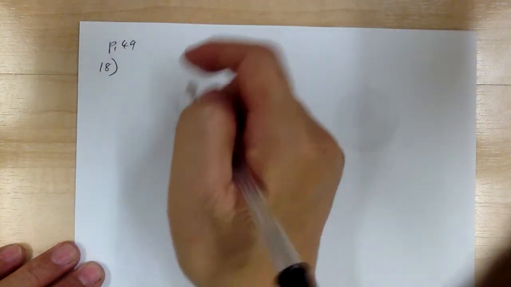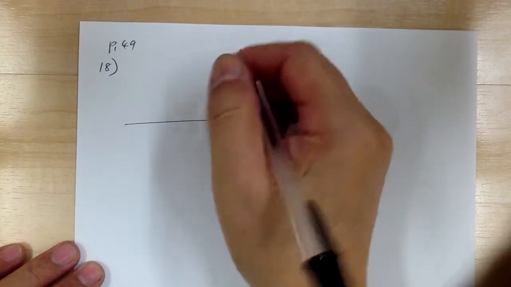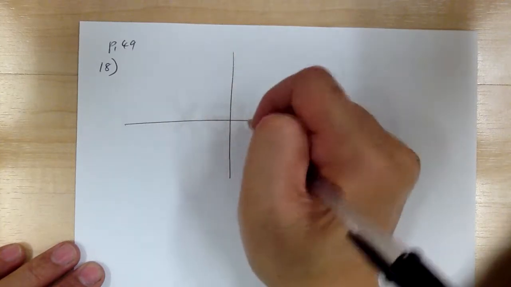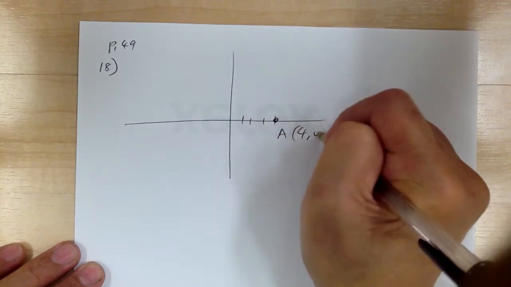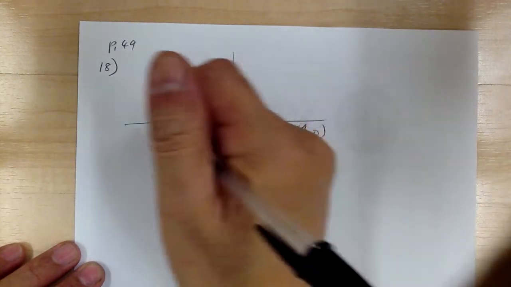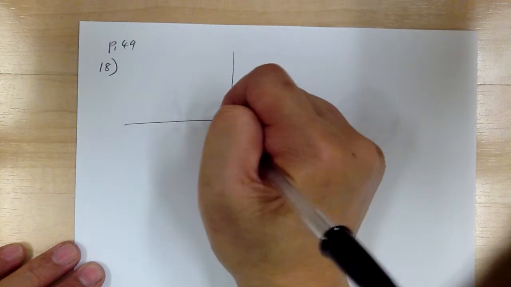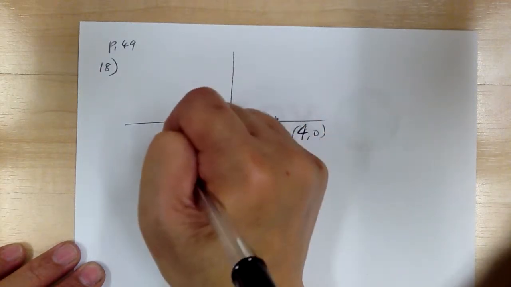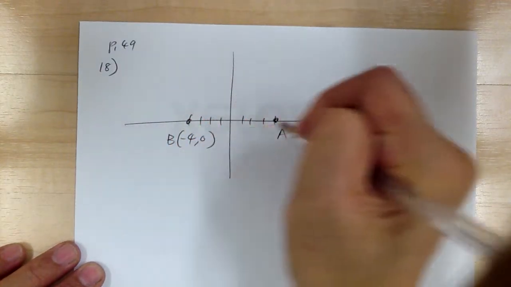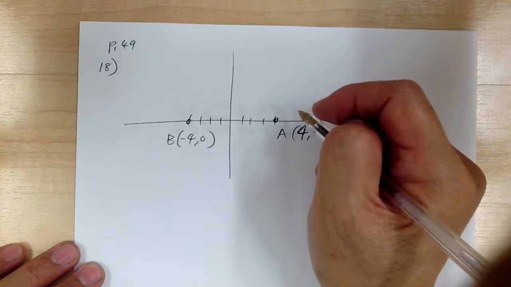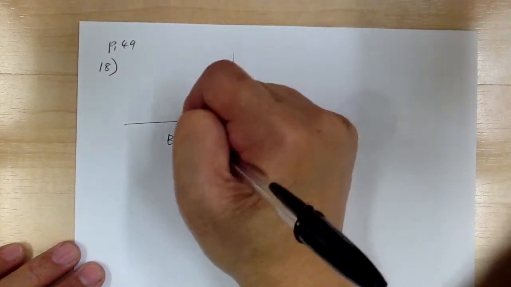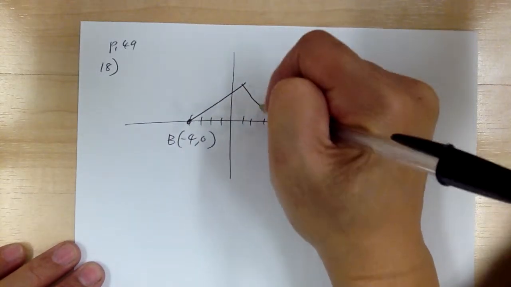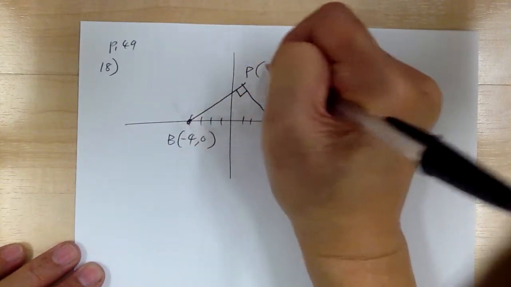Okay, number 18. You have 2 points. Point A is 4, 0. And point B is negative 4, 0. And you're looking for P that is a vertex of the right triangle. So a right angle, and that's point P.